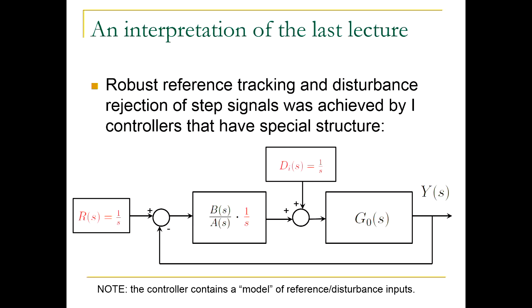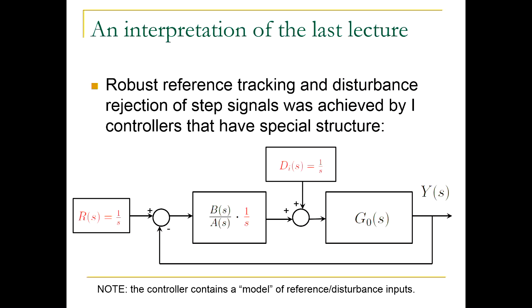So revisiting the last lecture, what we saw is that step reference inputs and step disturbance inputs can be modeled as the outputs of transfer function blocks that have zero input applied to them. Then basically the output of these blocks will be just due to the initial conditions of this system.